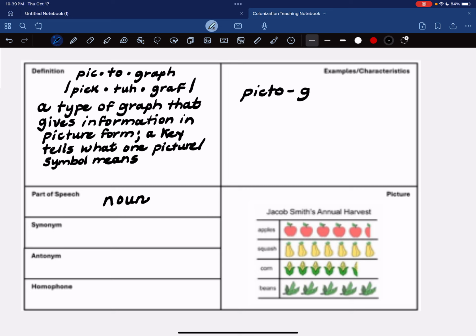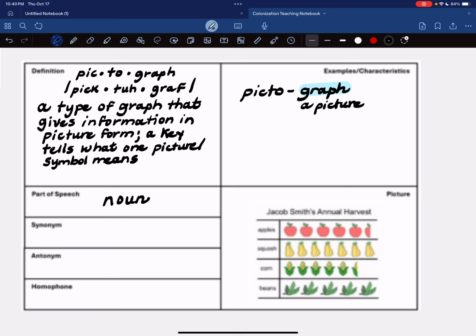Pictograph. This is not a syllable break. This is actually a root and suffix, prefix kind of break. We've already seen graph. I can't remember where we saw it, but it was somewhere in this unit. We saw this root. Remember, graph is something I can see. It's a picture.